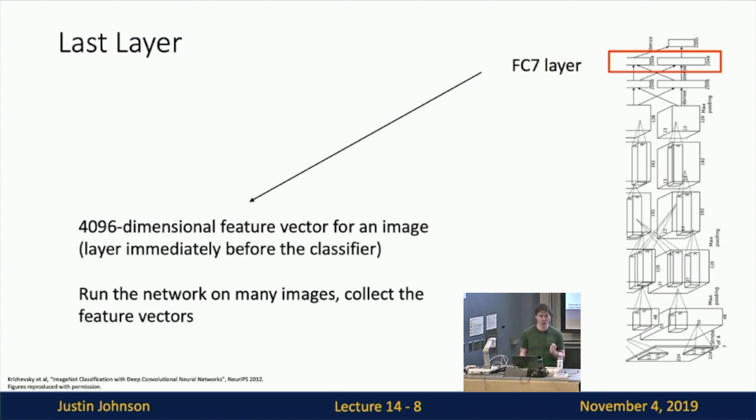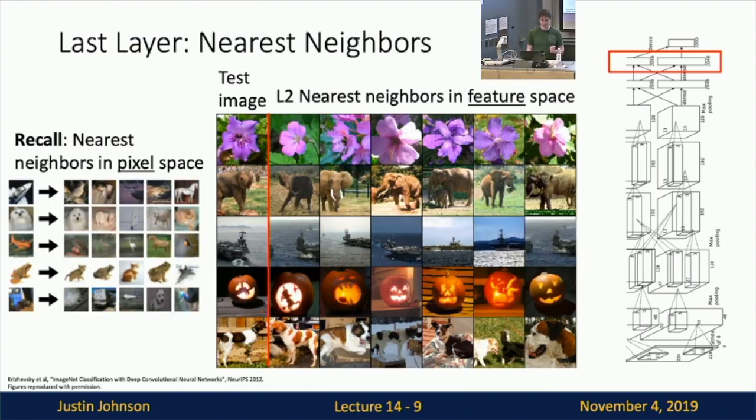So then what we can do is take our trained AlexNet model and run it on a whole bunch of images from the test set, and record the 4,096 dimensional vector that the CNN computes for each of those images in the test set. And once we've collected this data set of images and their feature vectors, then we can try to visualize them using various techniques.